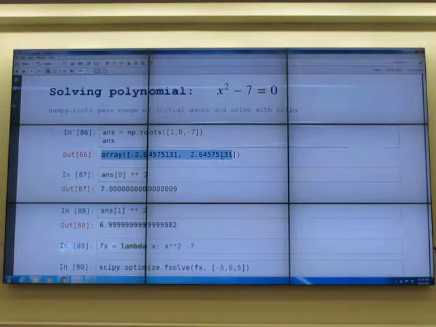Like plus square root 7 and minus square root 7. Answer 0 squared, answer 0 is this term, right? Squared equals 7. Answer 1 squared, that term equals 7. So now we can solve and get the numerical value of a polynomial quickly. Use numpy.roots. You still have a question on this?